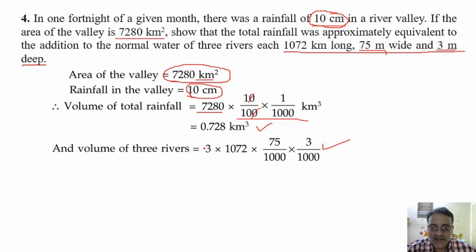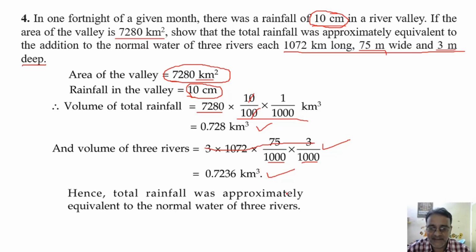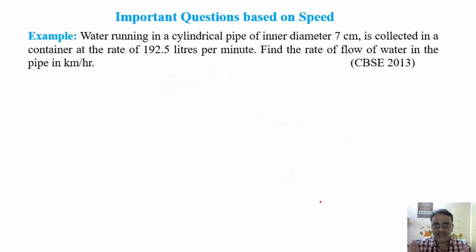Yes, sir. Now we'll multiply all this 4, then divide by 2 thousands. We'll get 0.7236 kilometer cube. So hence the total rainfall was approximately equivalent to the normal water of 3 rivers. Any doubt in this question? No, sir. Okay. Now we are moving towards the next important questions based on speed.